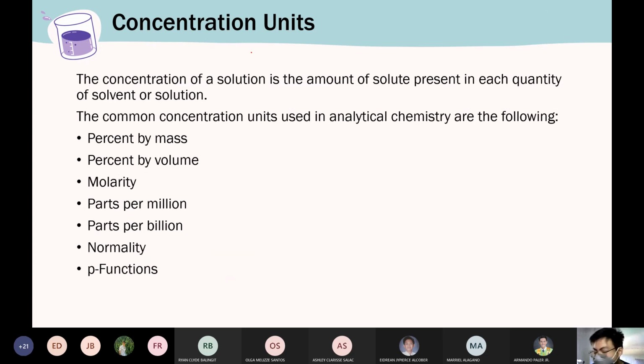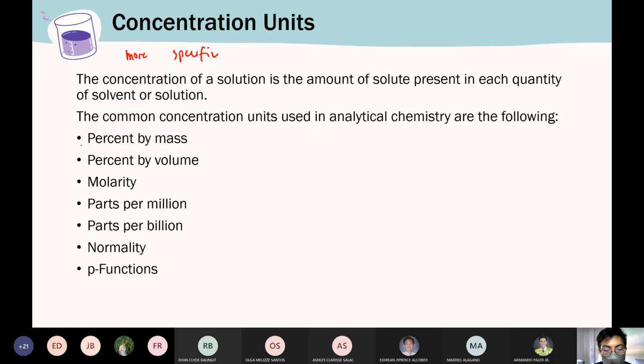So, if you want to be more specific, you will not use yung saturated, unsaturated, supersaturated. Hindi yun yung gagamitin mo. Pag specific, I am pertaining to something na may numbers. Yun yung concentration unit na may numbers. And ito yung mga units na ginagamit natin in analytical chemistry. We have the percent by mass, percent by volume, molarity, parts per million, parts per billion, normality, and the P functions.